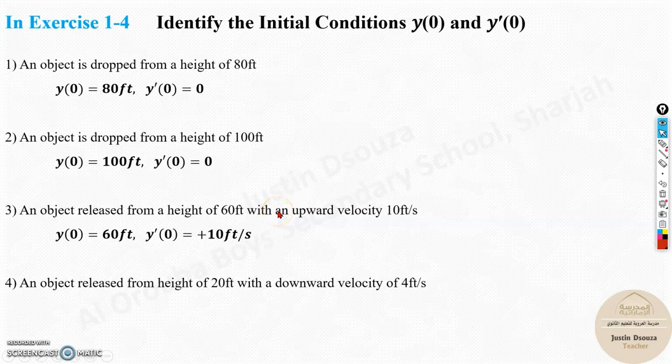Try this by yourself. Take time, pause the video now and solve it yourself. I am sure you're all thorough in these types of questions by now. So over here, the object is released from a height of 20 feet, y of 0 is 20. Downward velocity is 4 feet per second, so y dash of 0 is minus 4. Why? Because it's downward. That's it.